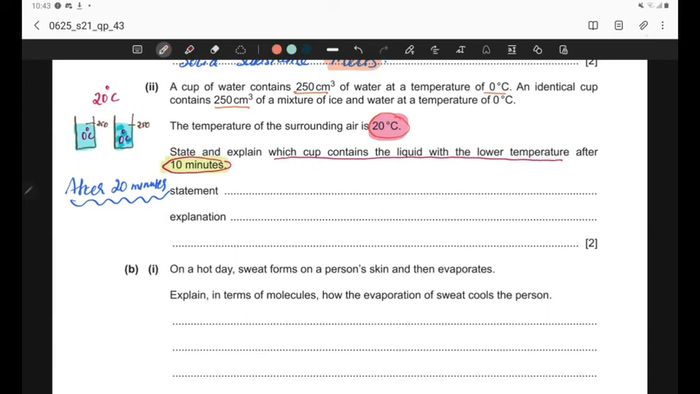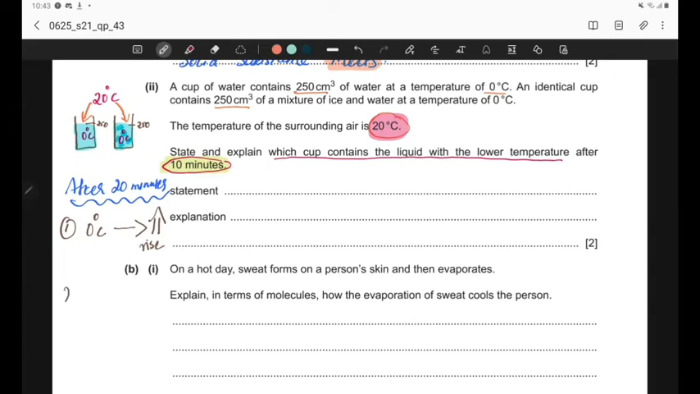The heat from the surroundings, that is 20 degrees, will be absorbed by the substances in both the cups. And when we look at the first cup, it was 0 degrees Celsius but all in liquid form. So this liquid in the cup will absorb heat from outside in order to raise its temperature. So the temperature will increase easily.